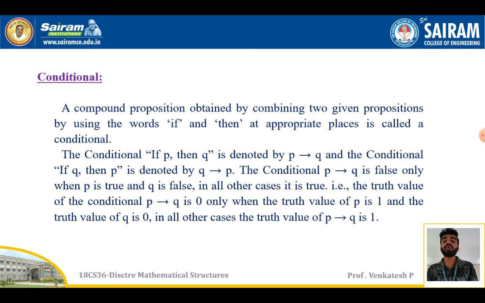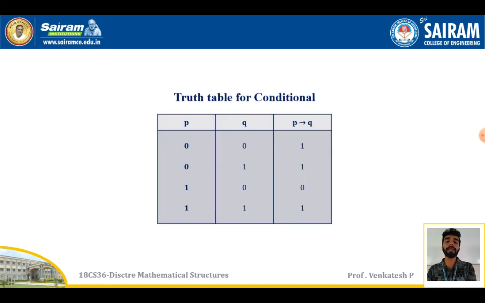That is, the truth value of the conditional P implies Q is 0 only when the truth value of P is 1 and the truth value of Q is 0. In all other cases, the truth value of P implies Q will be equal to 1. For example, if the truth value of P is 0 and the truth value of Q is 1, then the truth value of P implies Q is 1. Similarly, if P is 0 and Q is 0, or P is 1 and Q is 1, the truth value of P implies Q will be equal to 1. I can conclude. The same thing I am going to explain by using the truth table.